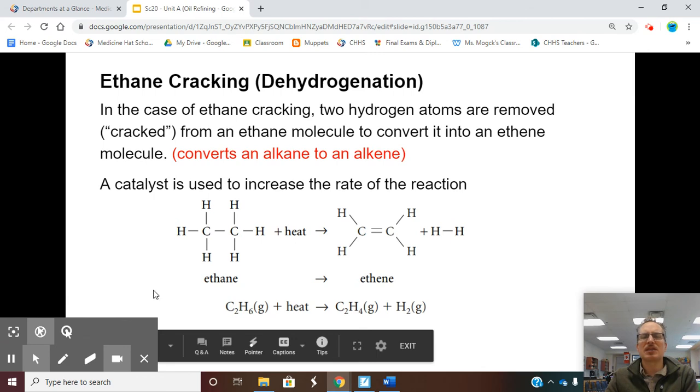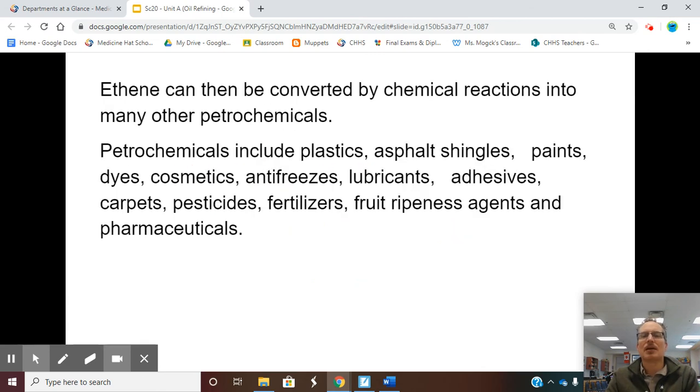Now, the question is, well, why is it so important to make an ethene? And that's because ethene is so hugely important for what we can make out of it. This includes plastics and paints and dyes and antifreeze and adhesives and carpets and pesticides and fertilizers and all these pharmaceuticals. Ethene can be turned into so many things. It's so important that we know how to crack ethane, a smaller molecule. Hope this clears it up.